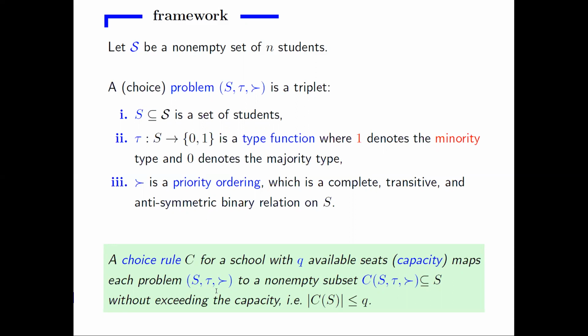Since we have these market design applications in mind, we view this as a realistic, at least a reasonable model, in the following sense. The type function and priority orderings are typically observable. These exam scores are public. Who is a minority, who is a majority, that is also available publicly. So since these are observable, it seems reasonable to put them into the definition of a choice problem.